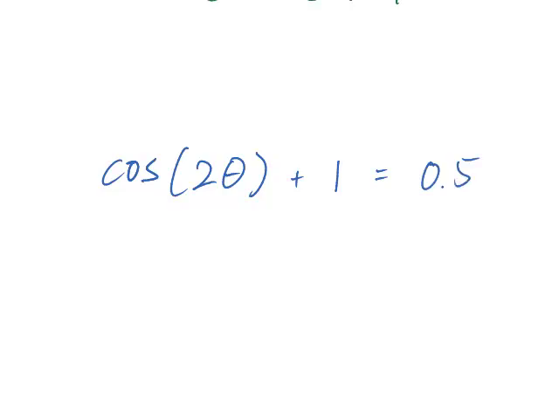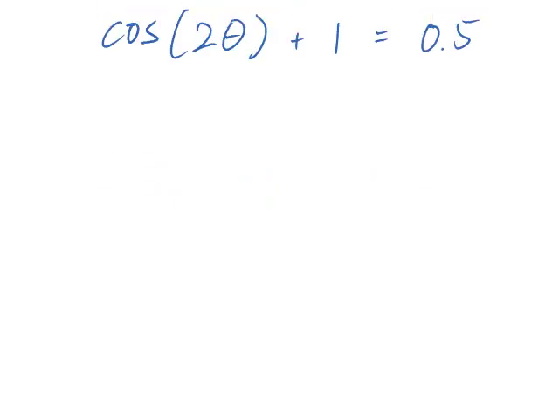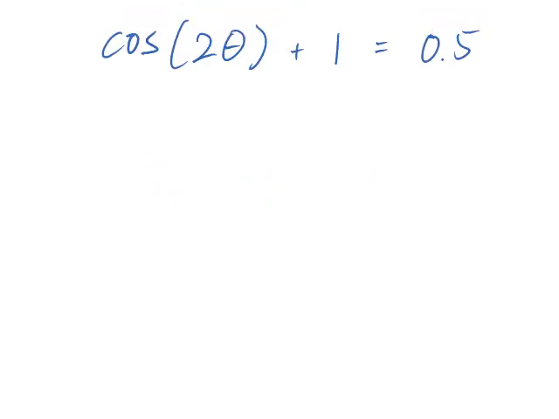Let me ask you a question about cosine. Cosine of 2 theta plus 1 equals 0.5. Alright. Now we're taking it to maybe a 7. Okay, how do you solve this?